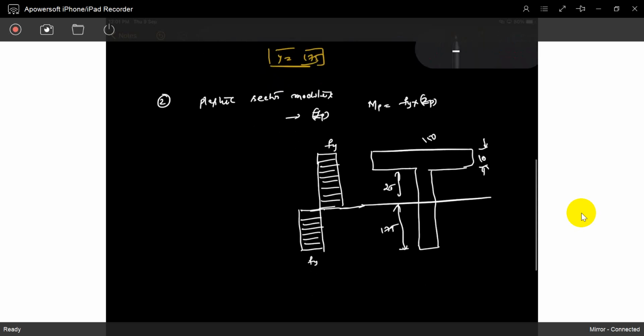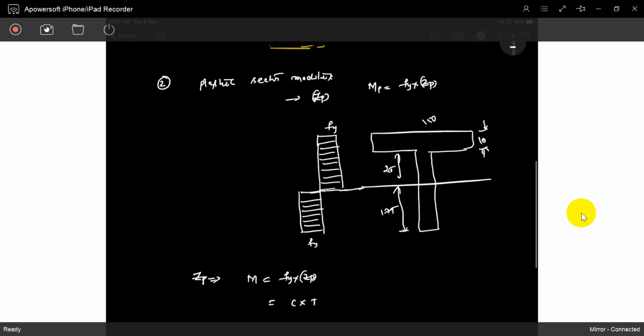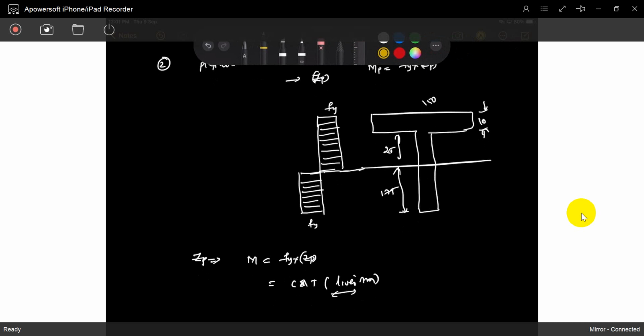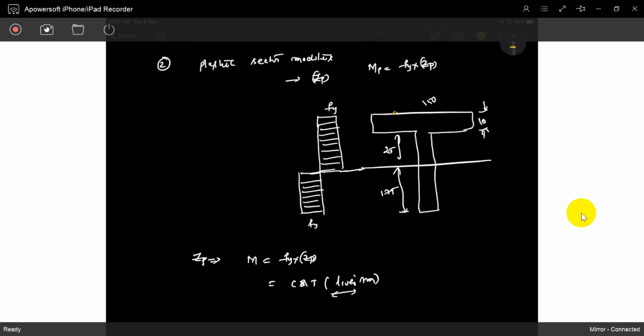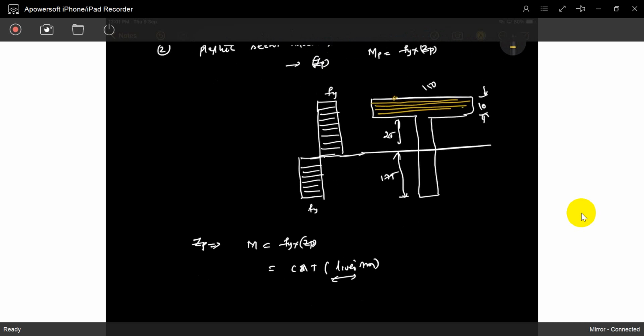So what is the sectional modulus ZP? M is equal to Fy into ZP. How to find out ZP? This is C or T multiplied with the lever arm. You already know it. If you observe, this section reaches Fy, this section reaches Fy, every section reaches Fy. So what is the C force? The C force is coming from here. This section has a different area, this section has a different area. Now it is a C and also this is a C.